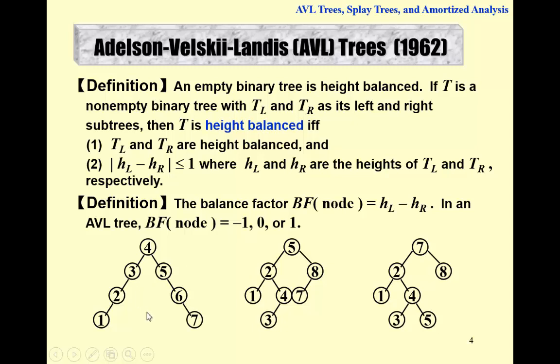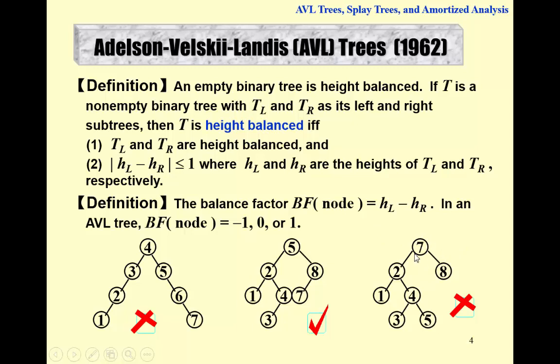How about this one? Is this one an AVL tree? And the answer is no. What is wrong? If we only look at the root, it's fine. The BF of the root is just 0, but its left subtree and right subtree are both not okay. How about this one? This is perfect. Okay, how about that one? The answer is no.